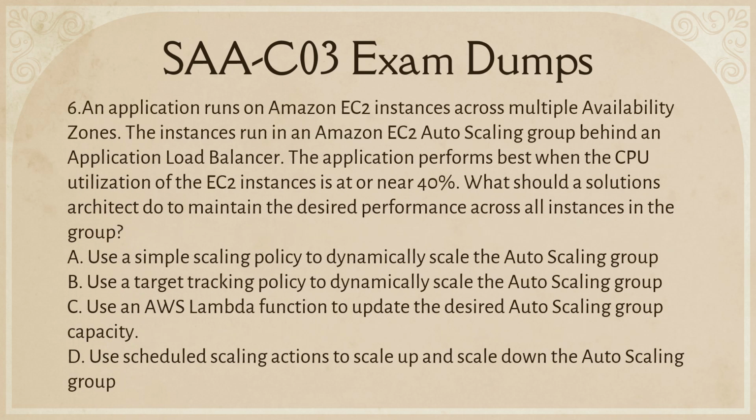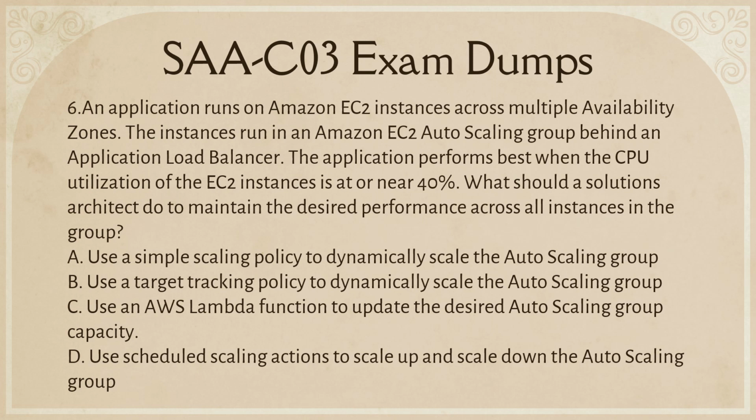6. An application runs on Amazon EC2 instances across multiple Availability Zones. The instances run in an Amazon EC2 Auto Scaling group behind an Application Load Balancer. The application performs best when the CPU utilization of the EC2 instances is at or near 40%. What should a solutions architect do to maintain the desired performance across all instances in the group?